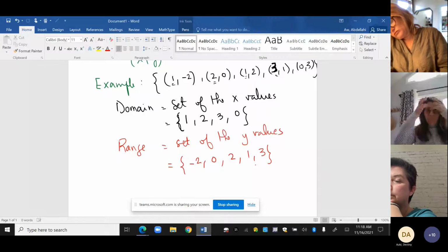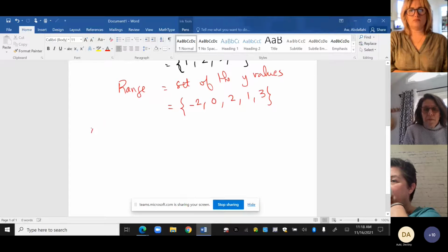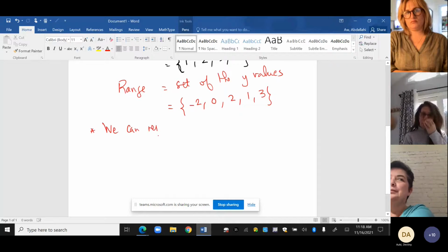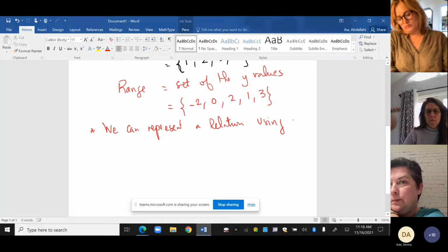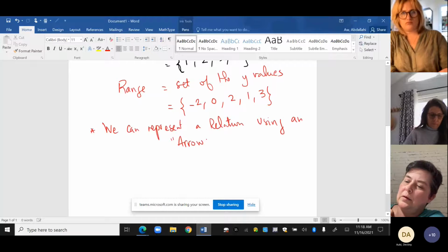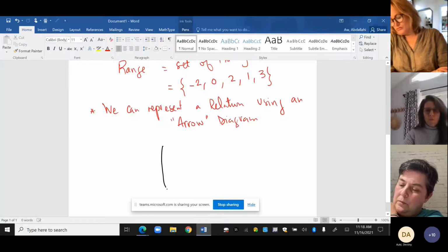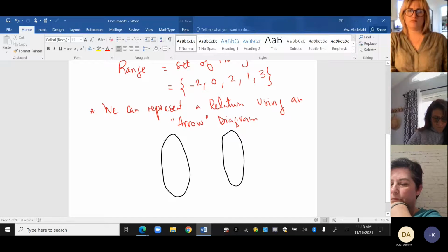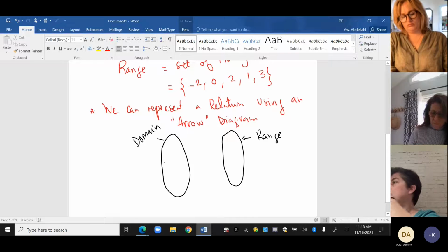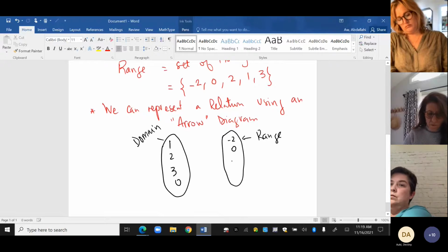So now we can represent the relation this way. This is one representation. We can represent it another way. We can also represent a relation using what you call an arrow diagram. Which means we're going to put 2 sets like this, and another set like this. The first set will be the domain. This is going to be the range. I'm going to put the numbers in the domain: 1, 2, 3, 0. The numbers in the range: -2, 0, 2, 1, 3.